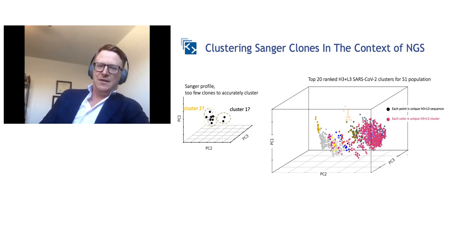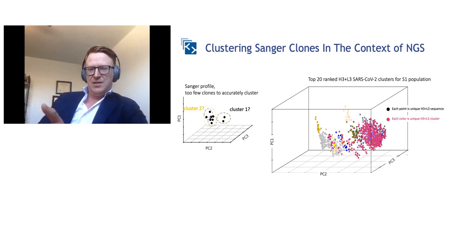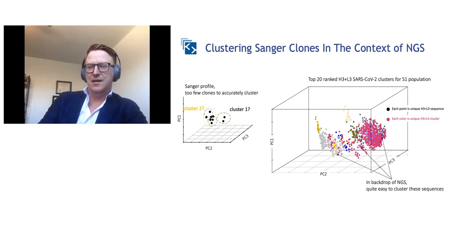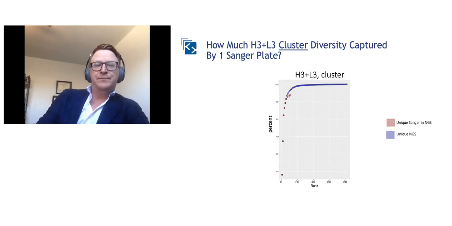But if we consider, even in this case, we looked at the top ranked H3L3 in the context of SARS-CoV-2. With the population of NGS, it becomes far easier to cluster these groups. So you can basically toss in your Sanger sequences, and in the backdrop of NGS, find out where these are fitting in the grand scheme of the entire population.